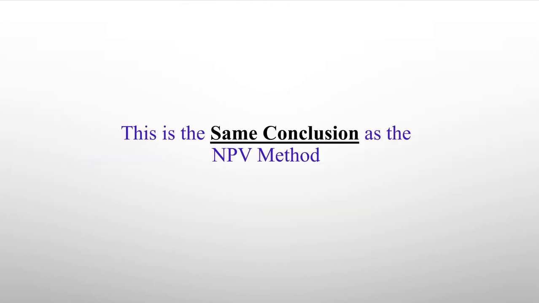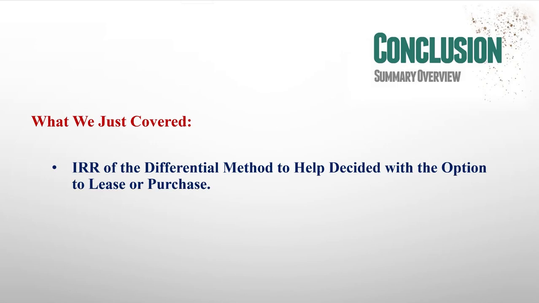So what you would notice is the answer is the same. The conclusion is the same as our previous example, which was the same example, but using the net present value method. Hopefully the method is not going to change the answer or your conclusion. And in this case, it did not. So in summary, what we just covered was the internal rate of return of the differential method to decide whether we should purchase or lease a building.